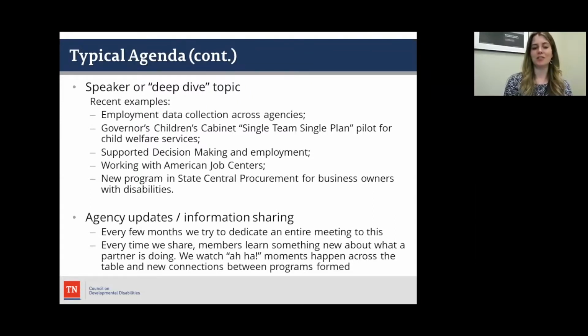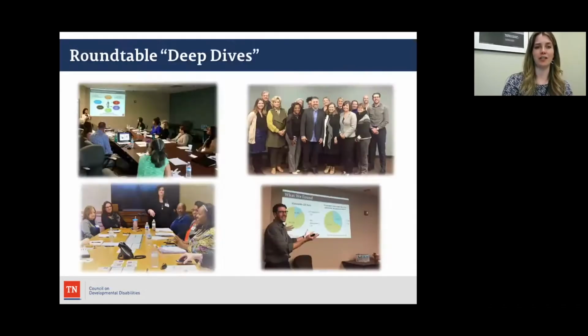So that's just an example from today, and we have one from every single meeting. So that is really I think the heart of our agendas. And so here are some images of recent deep dives. On the top left, you can see the single team, single plan presentation. The Governor's Children's Cabinet is the speaker.